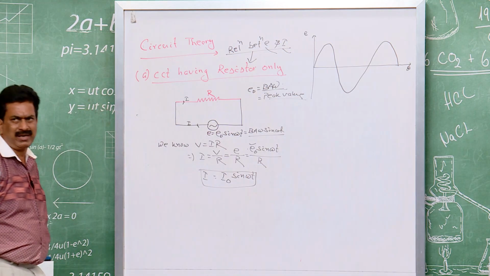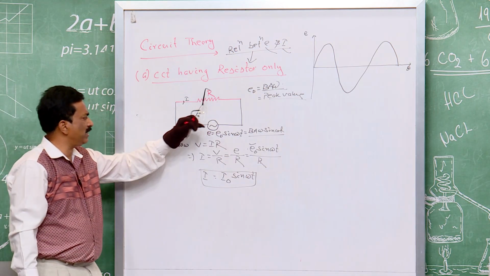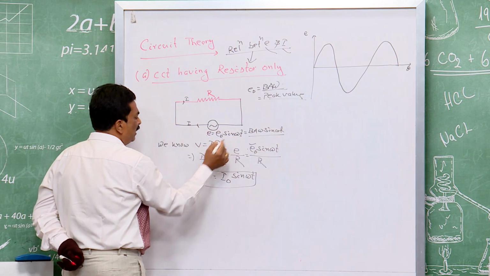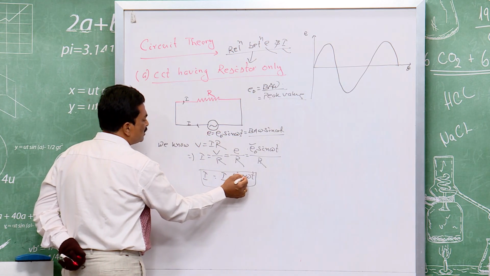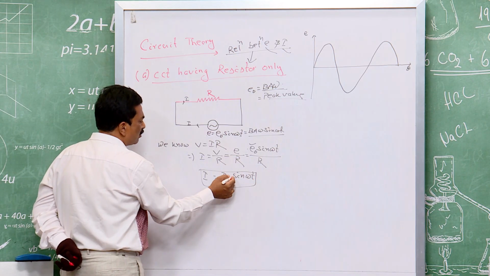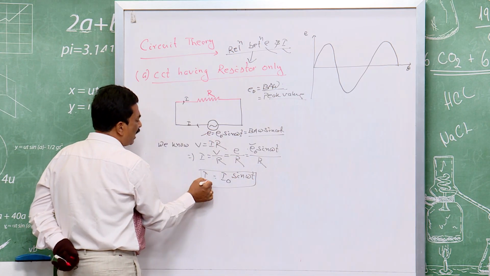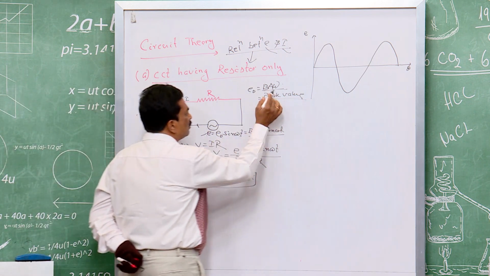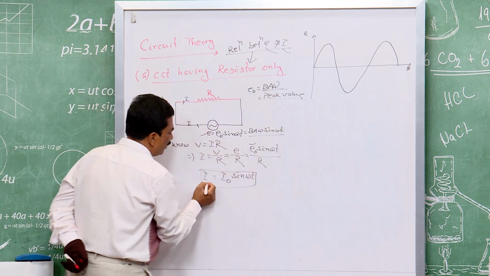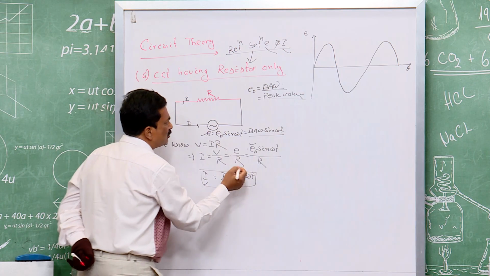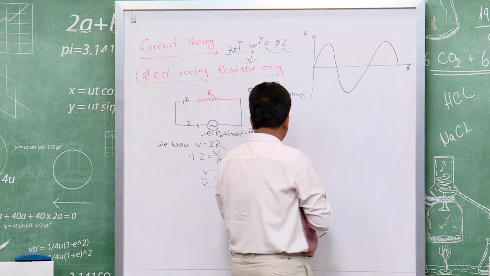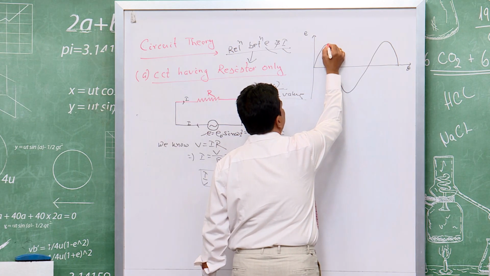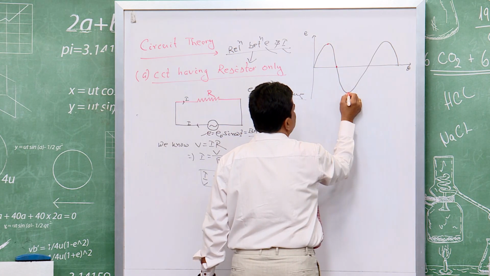So if a circuit is provided with a resistor, and E is equal to E0 sin omega t, then I is equal to I0 sin omega t. Now the question is how E and I are related. We have to plot I is equal to I0 sin omega t, and this is its peak value.